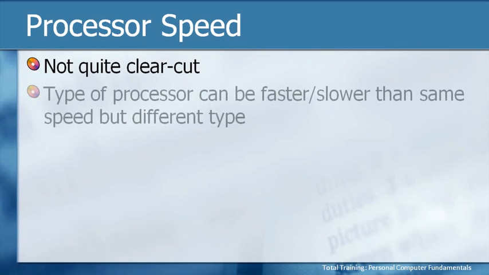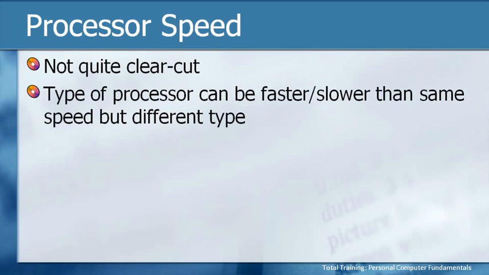Well, it's not quite as clear-cut as just saying, just tell me what the speed is. Here's why. The type of processor can be faster or slower than the same speed, but a different type of another processor. Let me give you an analogy for that. Let's say that you and somebody else are supposed to both go to the grocery store. You both can drive exactly 35 miles an hour from the time you start till the time you get to the store, so your speed is the same. But if you know a direct route to the store, and your friend doesn't know that route and has to go a little bit longer way, obviously you're going to get to the store faster than they are.